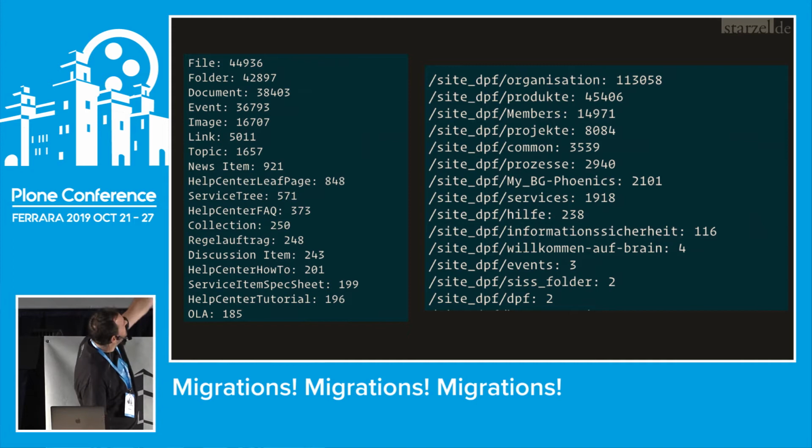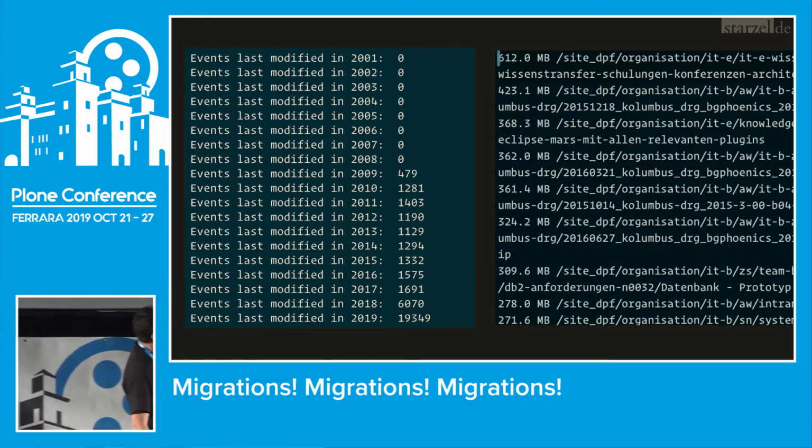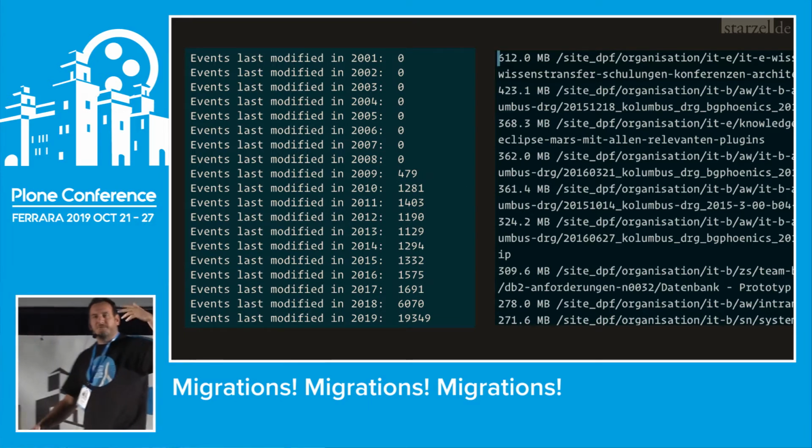Where that content is, so there's obviously some weird folder, services, that contains a lot of stuff. Also, how old your content is. Something was very weird in 2019 because they had 1,900 events, so a pretty busy year probably. And also where the biggest objects live.